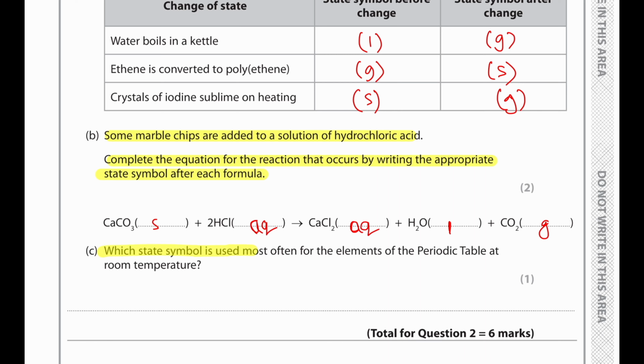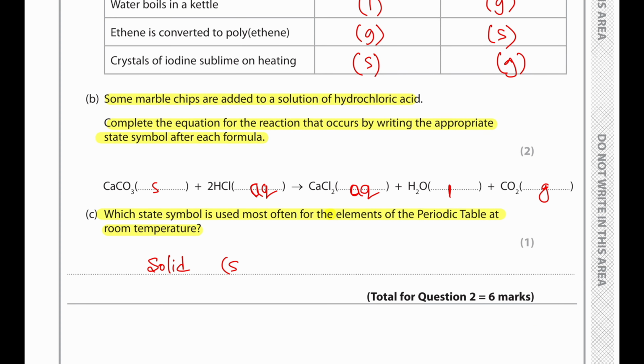Which state symbol is used most often for the elements of the periodic table at room temperature? The elements of the periodic table are mostly solid. So S is used. Guys, as an interesting note, there are only two liquids in the periodic table at room temperature and pressure: bromine, which is a non-metal, and mercury, which is a metal.